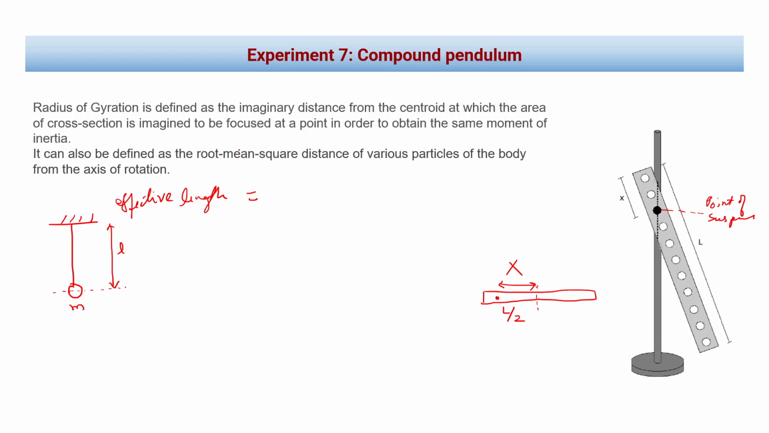So that point is called the radius of gyration, and we define it like this: moment of inertia, which we denote I, and the relation between radius of gyration and moment of inertia is I equals mass times k squared. This is the relation between the moment of inertia of a body and its radius of gyration. Now, moment of inertia for a rod we may need, but okay.